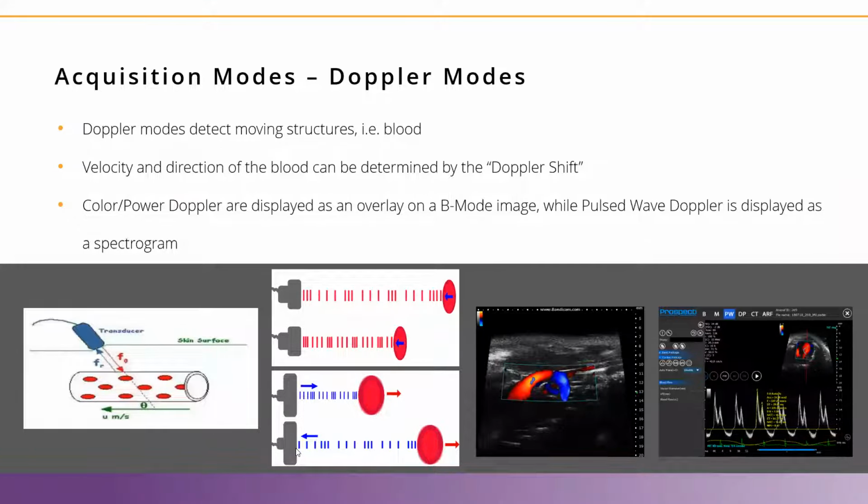And the system is specifically looking for sound waves that are coming back that are not the same as what's being transmitted. And that's going to allow the system to know and understand that we're looking at a reflector which is moving, typically red blood cells within the blood.